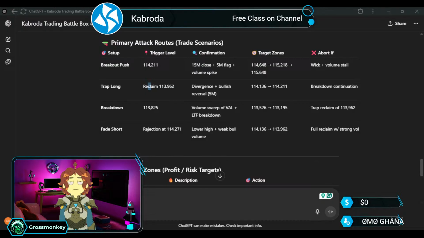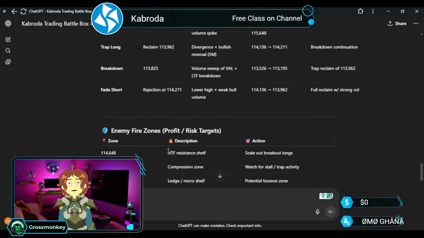You got the target zones of 113.526 to 113.195. That last level is where I have mine set for right now. The one thing you're going to be watching out for is the reclaim of 113.962. So we did have that retest, and honestly that could be it right now of what we're looking at.